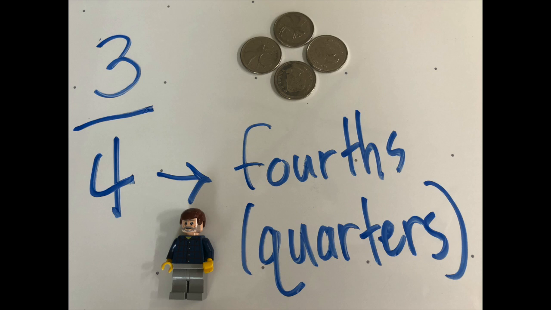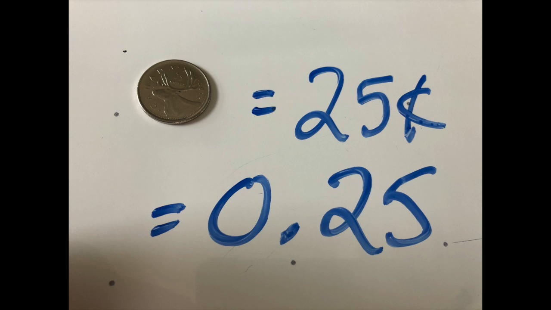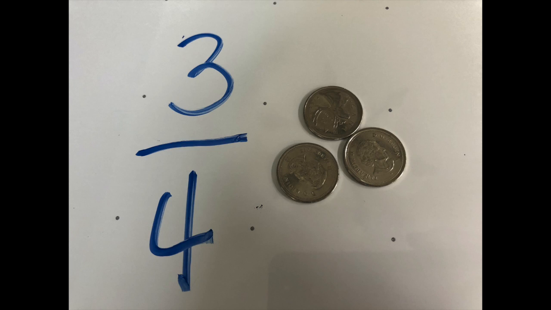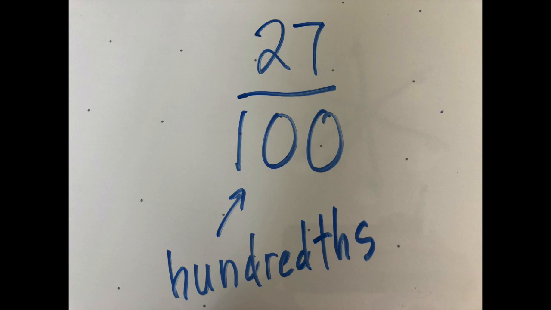Then there's fourths, 3/4. Well, fourths are like quarters because there's 4 quarters in a dollar. 1/4 equals 25 cents. And you can write 25 cents as 0.25, so 3/4, well, here you know what's coming next. 0.75. 75 hundredths.